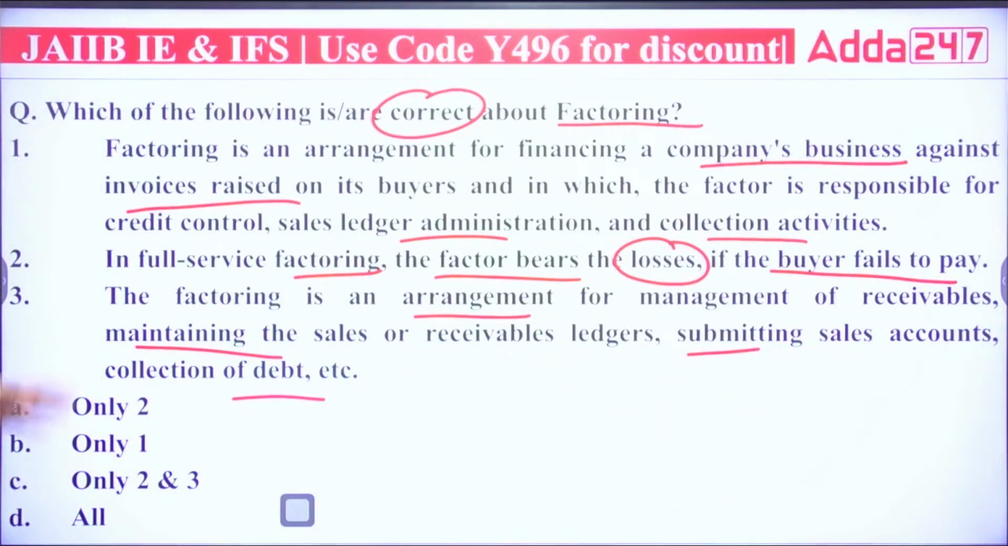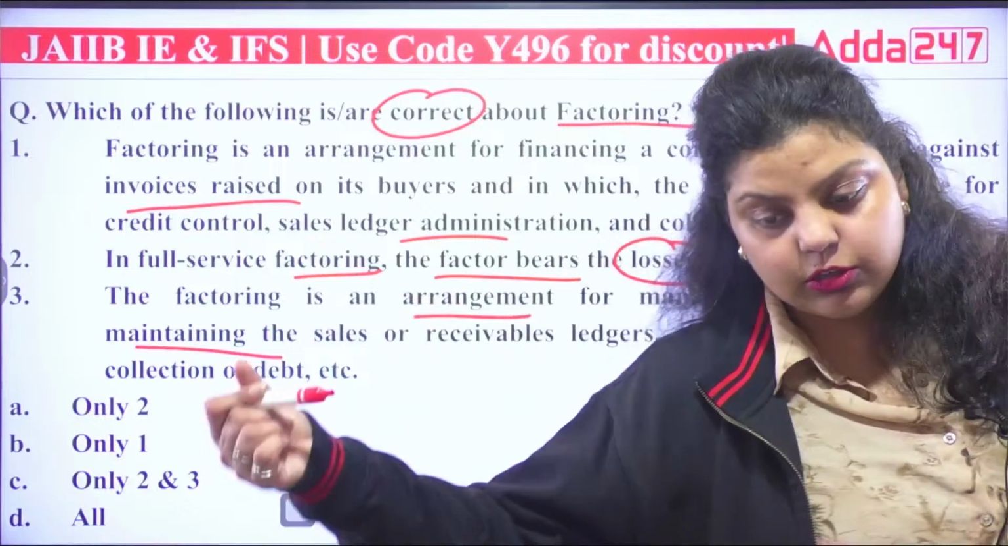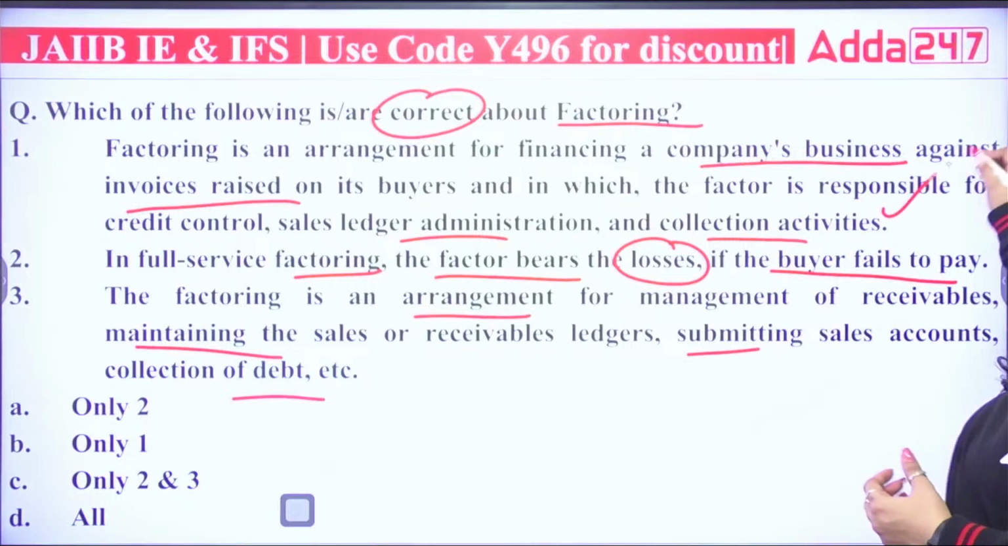So out of these three statements, which of the following is correct about factoring? Factoring is actually a facility that a bank provides to its sellers or clients so that they get an easy credit facility to continue their business or their new contracts. Apart from that, it also helps in credit control, sales ledger administration, and collection activities as well. So the first one is correct.